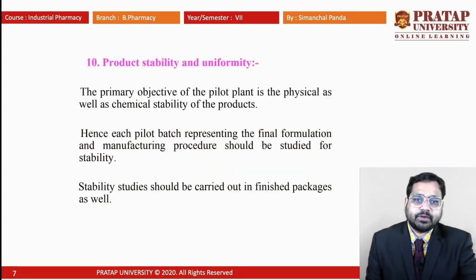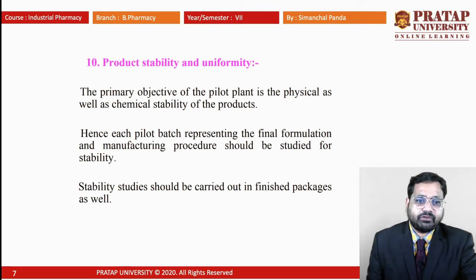The production stability and uniformity. The primary objective of pilot plant is the physical as well as chemical stability of the product. Whenever we are taking any active ingredient that has pharmacological activity in the body, and we are taking the other excipients, we must know that they do not have any chemical incompatibility with the active ingredients. So the uniformity and the stability study is more important.